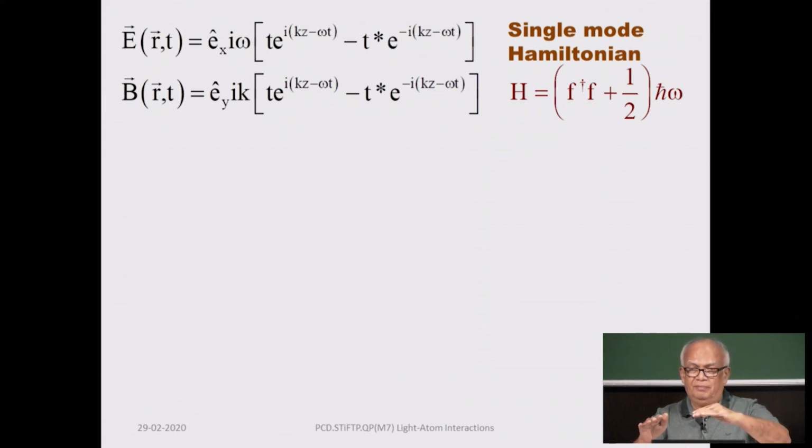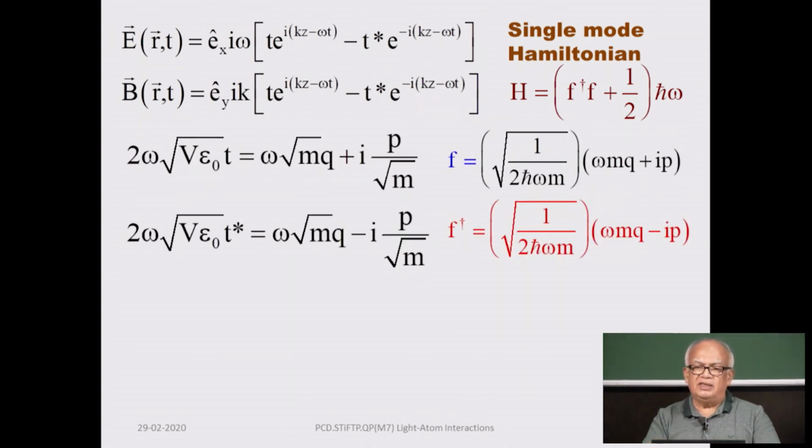But then we are going to develop the second quantized formalism, which is the Jaynes-Cummings model, and you will see that it provides for a de-excitation and the Rabi oscillations. So, it is a single mode Hamiltonian that we are going to consider. So, you have this relationship.